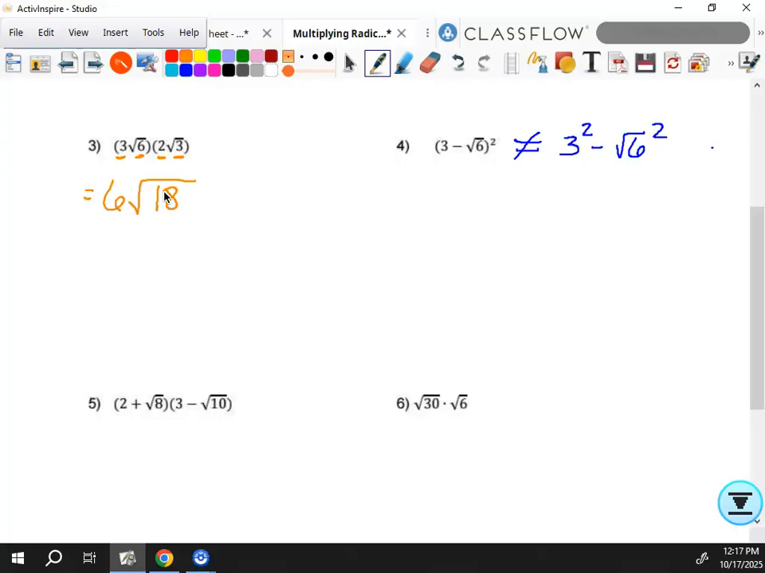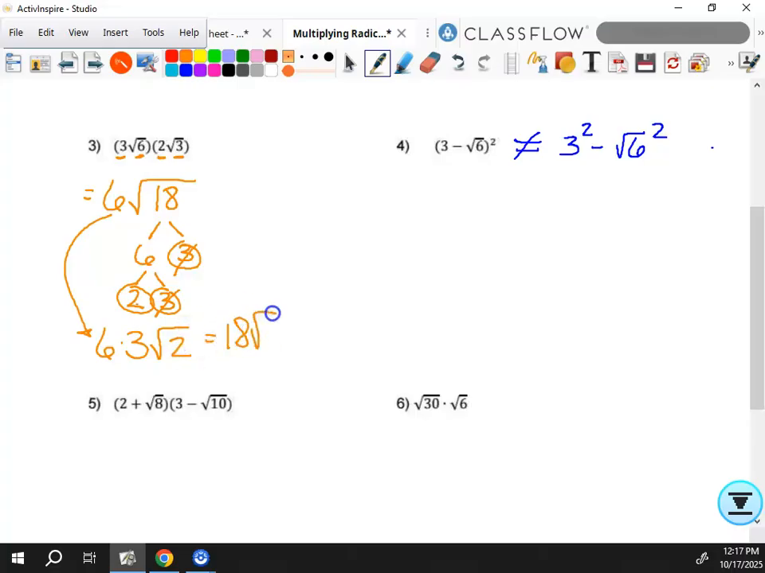Then if we can reduce, we need to reduce. So this 18, I can break that into what times what? 6 and 3, okay. 3 is a prime number. 6 can become 2 and 3, right? So I can't forget about this guy. This 6 comes down. These 2 3s can come out as a regular 3. This guy stays underneath. So my answer is 18 square roots of 2.